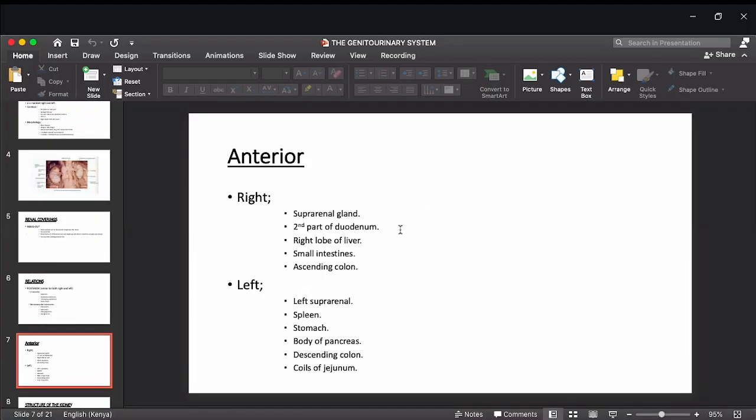The anterior relations of the kidney: on the right, we have the suprarenal gland, second part of the duodenum, right lobe of the liver, small intestine, and ascending colon. On the left, the suprarenal gland, again like the right. If you say suprarenal gland, we mean the adrenal gland, as some books will put it. You have the spleen on the left, stomach, body of pancreas, and descending colon, and finally, the coils of jejunum.